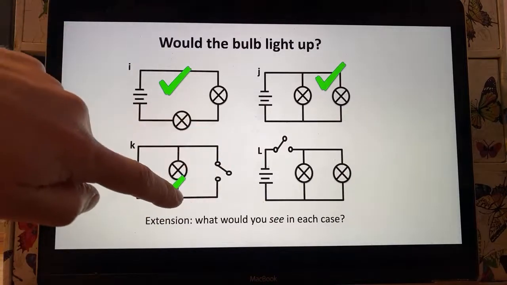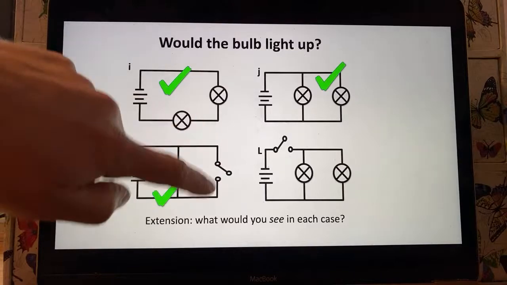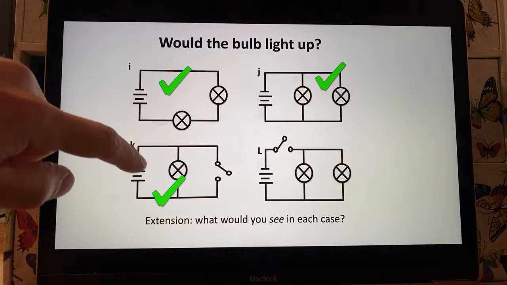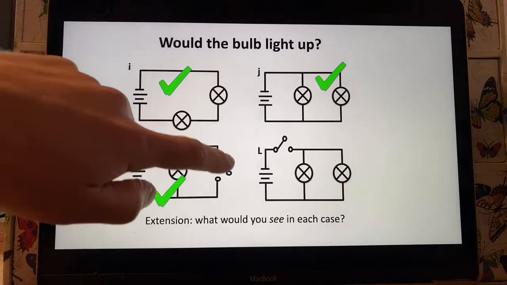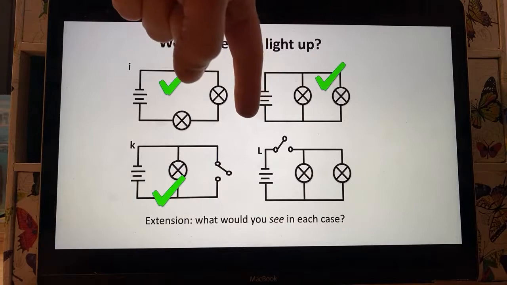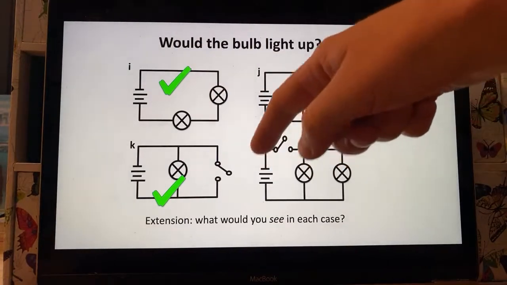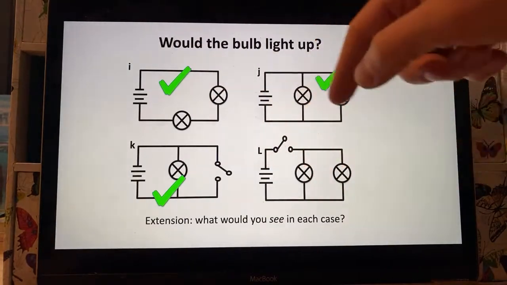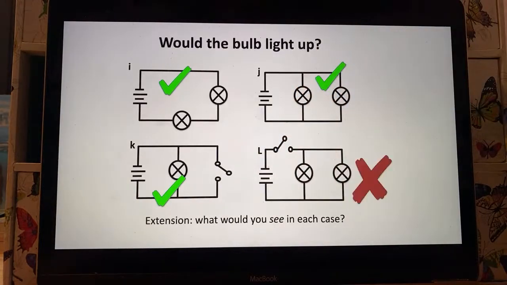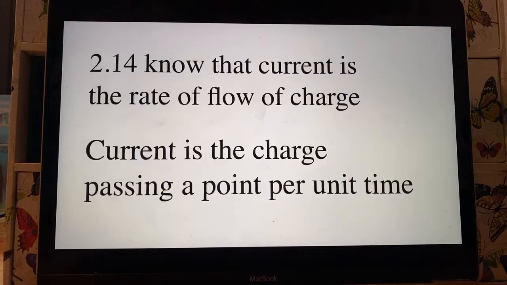This extra bit of wire on the end of the bulb with an open switch, it just might as well not be there. The electrons, I mean, they don't have brains, but they just know not to flow through that wire because that switch is open. It's dark magic at this level. And L, there's no complete circuit there, is there? There's no way the electrons can flow from the battery to the bulbs. So that one, they definitely would not flow.